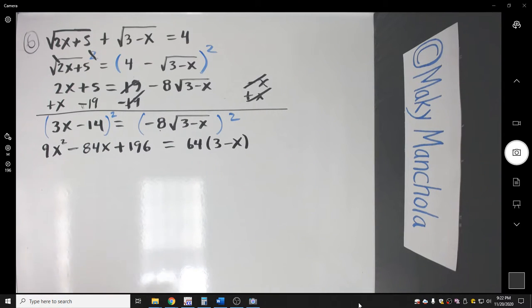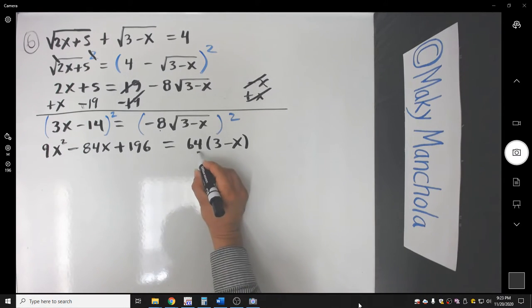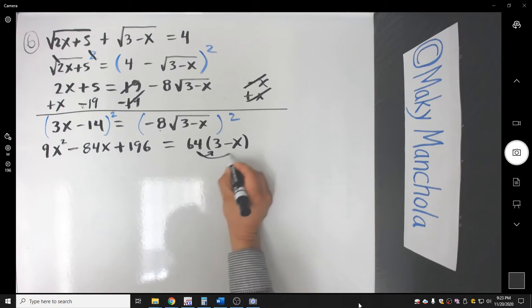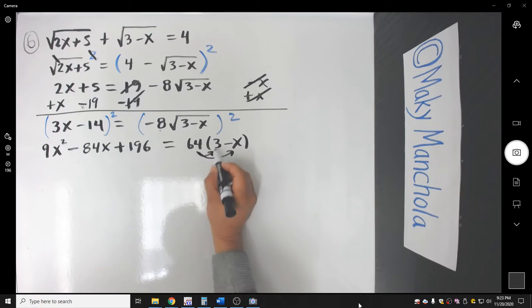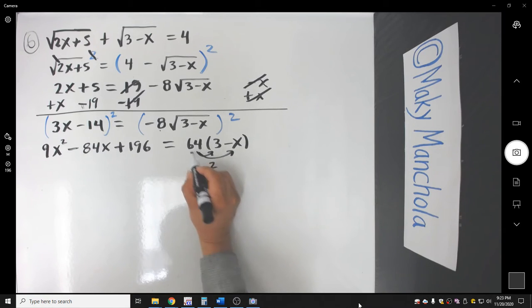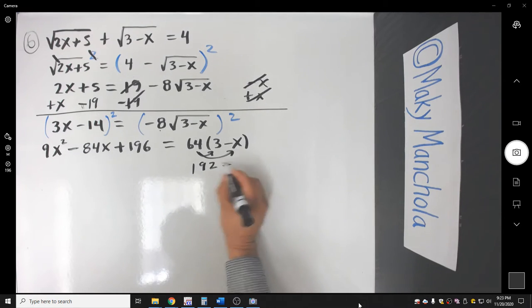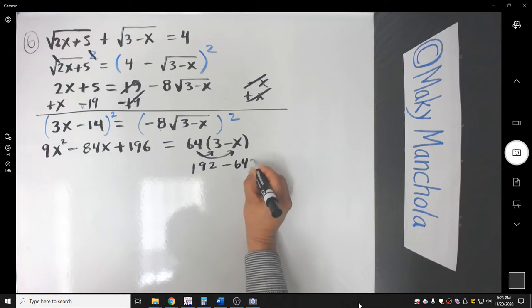Okay, now we are ready for our next step. We have to solve this resulting quadratic equation. So we want one side to be 0. Before doing that, let's distribute. So that's 4 times 3 is 12. Carry 1. 3 times 6 is 18 plus 1, 19. So it's 192 minus 64 times x, which is 64x.